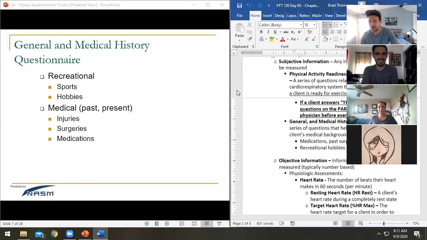No. So when you're getting your general and medical history questionnaire and you're getting that out of the way, it's great because you are going to know any medications, and we have a table in your book that shows you what effects those medications have. For instance, beta blockers can lower blood pressure and they lower heart rate.